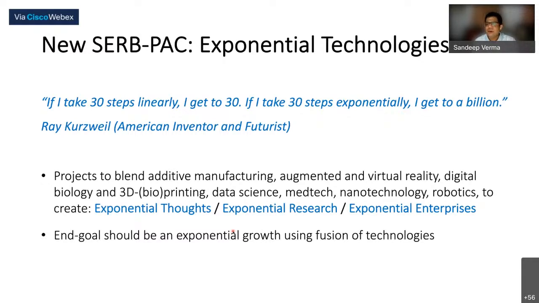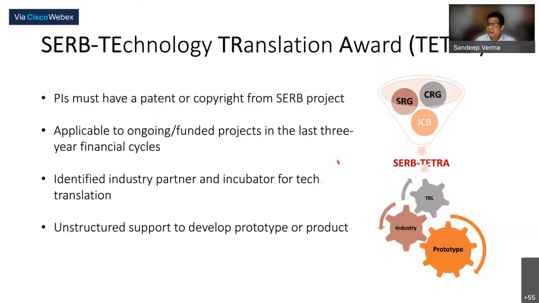So you please be on the lookout, especially for faculty members at HBNI, for our calls in exponential technologies, which is really something where we are looking at exponential thoughts. We are looking at exponential research and exponential enterprise, where we can blend in your knowledge, where you can blend in your idea with translation and with the fusion of technologies to bring in a step that is away from normal, right? If you take normal steps, and I'm not going to read the quotation here, but if you take exponential steps, you're going to really reach the destination quicker. And that is the whole idea of SCRB, to bring in exponential technologies to R&D laboratories and eventually to the doorstep of our population.